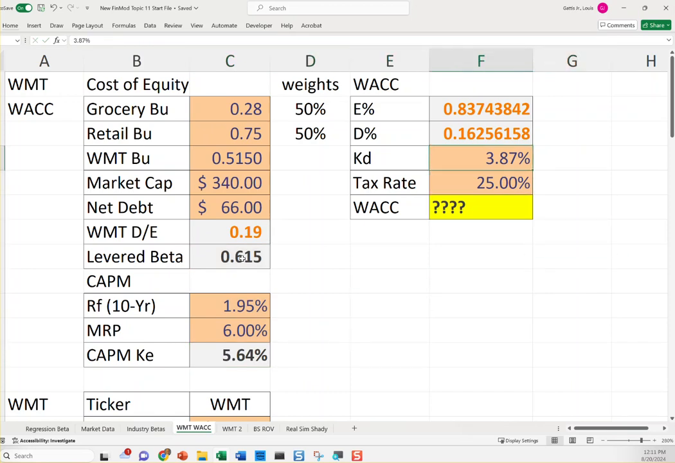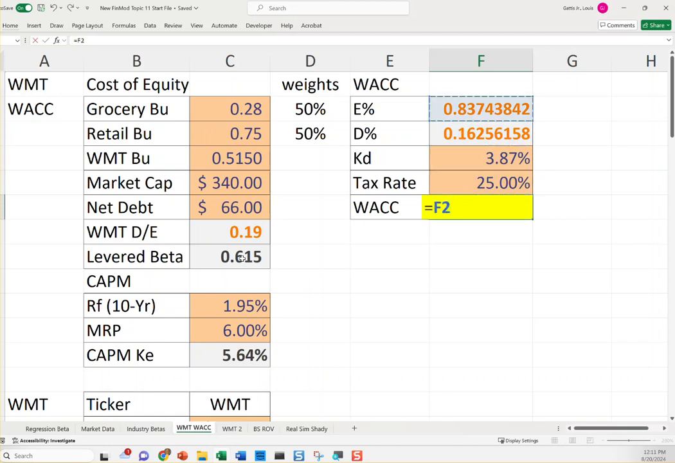I already estimated that my cost of debt is 3.87%. That's the average rate of return on the bonds of AA rated firms. And I got a tax rate for Walmart of 25% from their most recent income statement. And here I've calculated the E percent, which is E over D plus E, and 1 minus that is their debt percent. So I can calculate WACC for Walmart.